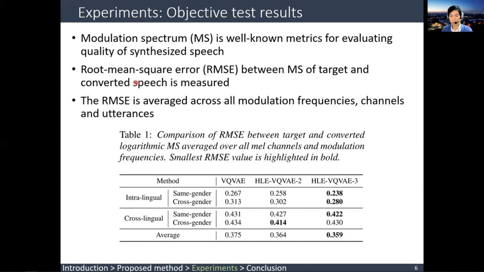We measure the root mean square error between the modulation spectrum of the target and the converted speech. The RMSE is averaged across all modulation frequencies, mel channels, and utterances. As we can see in the table, the proposed model with three stages achieved the lowest RMSE.